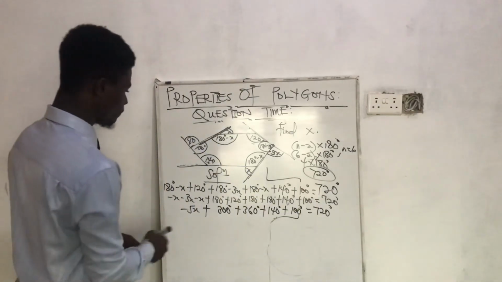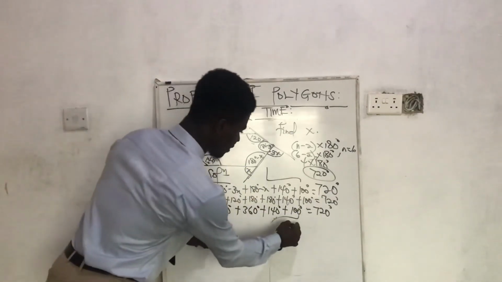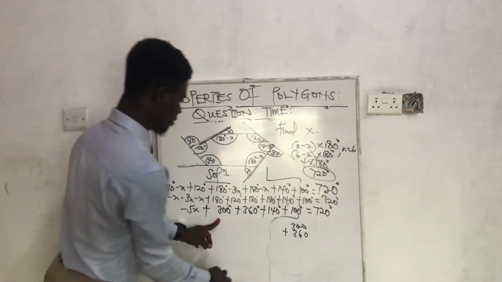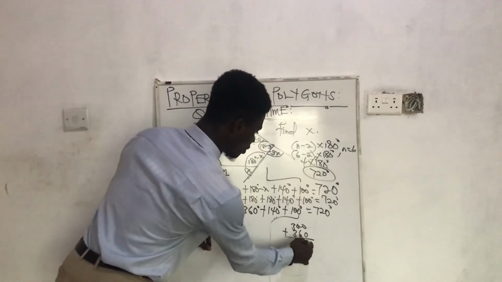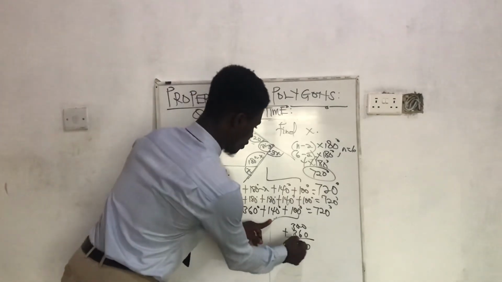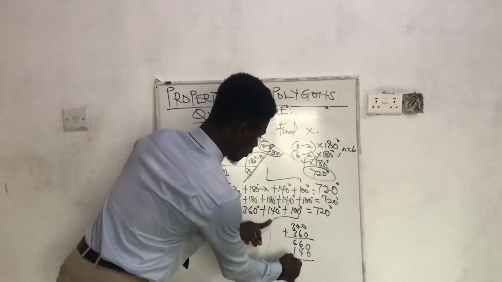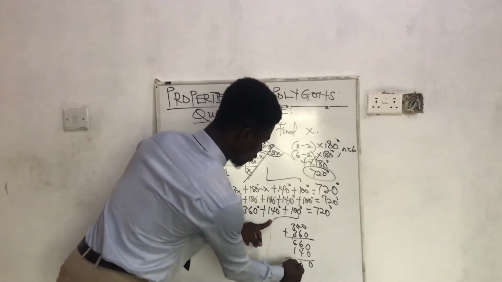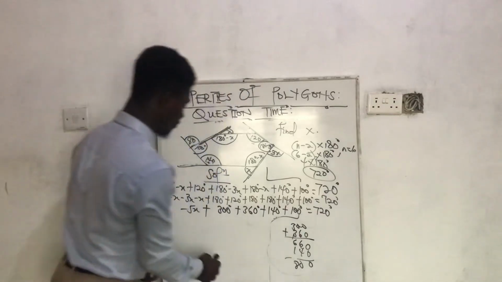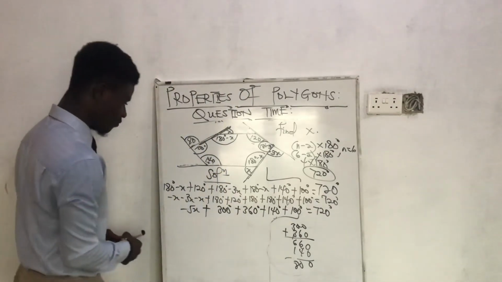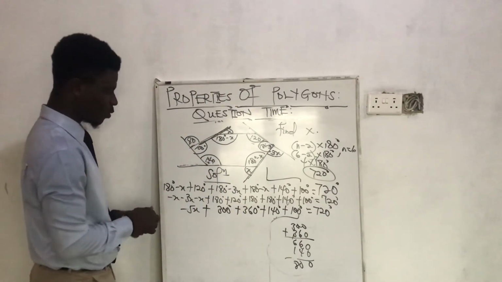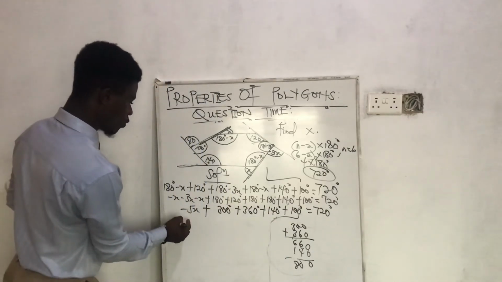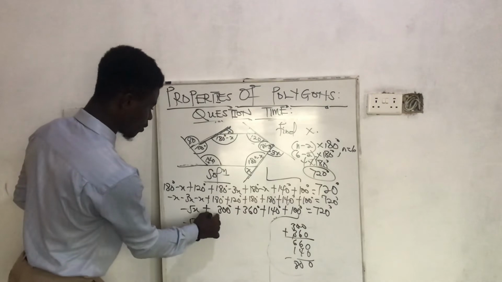So let's see. 300 plus 360. We get what? 660. Then 140, we get what? 0, 10, 1 plus 6, 7, 8. So we get 800 plus 100, which is what? 900. Please, do you understand what we are doing? We are adding all these values here. So we get 900. So minus 5x plus what?